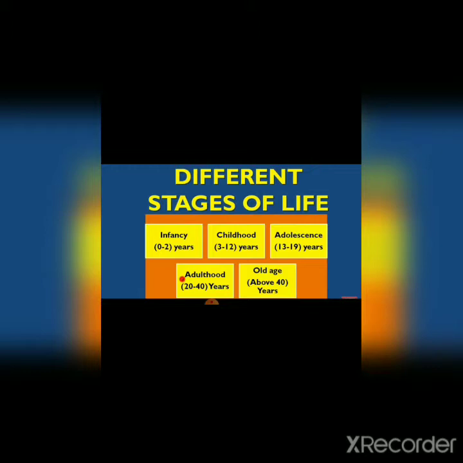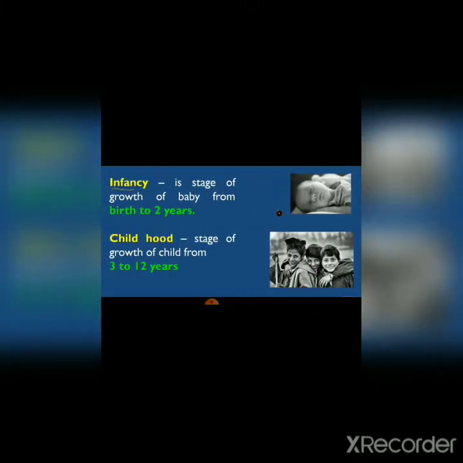So in detail, first of all we will discuss infancy. This is the age of growth of the baby from birth to 2 years. When the mother delivers the baby after 9 months, that baby is called an infant. The infant from the day of birth till 2 years, that age is called infancy. As you are able to see here, the small baby is seen without any tension, without any worry.